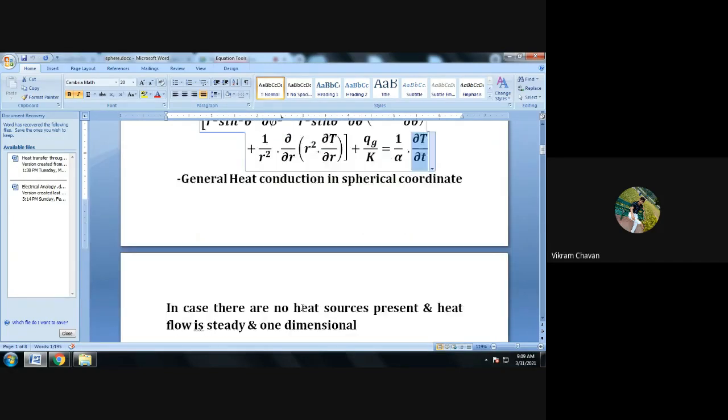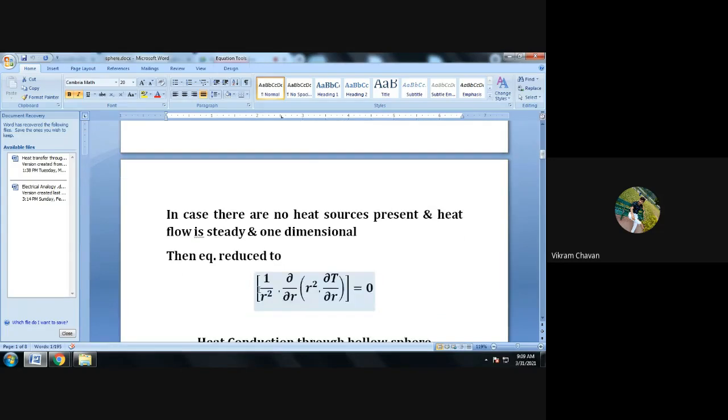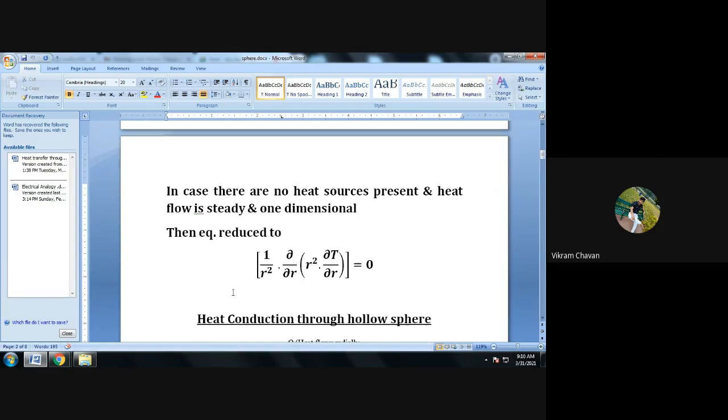So our equation, in case there are no heat sources present and heat flow is steady and one dimensional, the general heat conduction equation in a spherical coordinate system, will get reduced into 1 upon r square multiplied by the partial differential with respect to r of the bracket r square multiplied by dT/dr, equal to 0. That we have discussed in the last lecture.